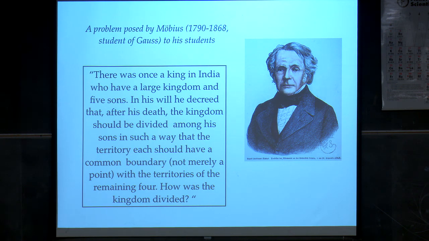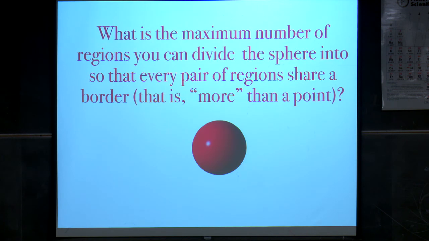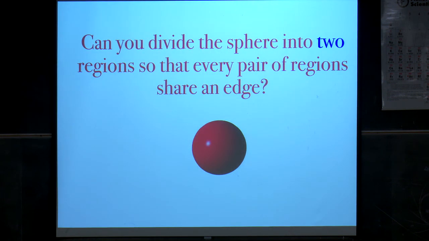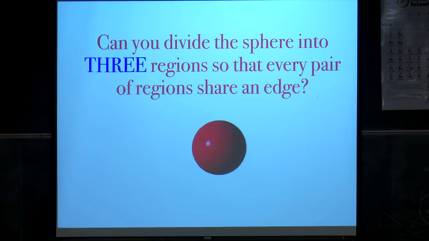So let's look at this problem on the sphere. What is the maximum number of regions you can put on the sphere? Suppose that the land of this man is a sphere, so that every pair of regions share an edge. Can you put 2 regions, dividing it into 2 countries? Yes, we all know. What about 3? Yes, how?